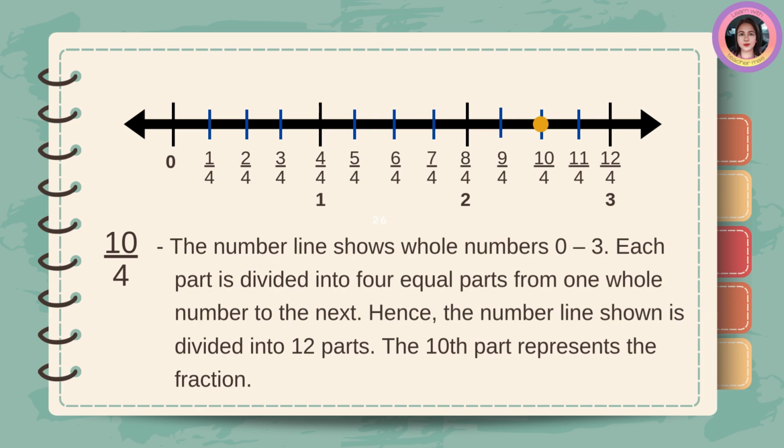10/4. The number line shows whole numbers 0 to 3. Each part is divided into 4 equal parts from one whole number to the next. Hence, the number line shown is divided into 12 parts. The 10th part represents the fraction.